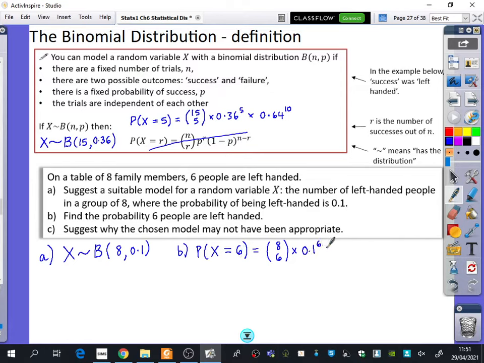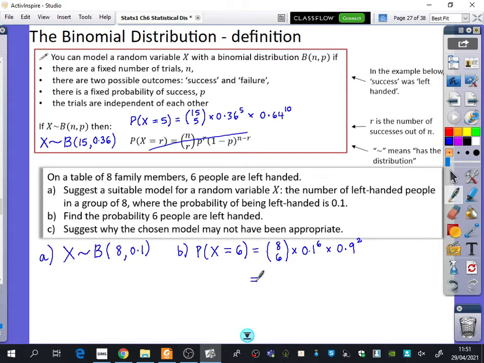0.1 to the power of 6, and then being unsuccessful, which is 0.9, twice. Notice the 6 and the 2 have to add up to the 8 people that are there. There are 8 people, and we want to find out how many ways there are of choosing 6 of them, because we don't know which are the members of the family that are left-handed. So we're going to calculate this, and we're going to see what the answer might be.